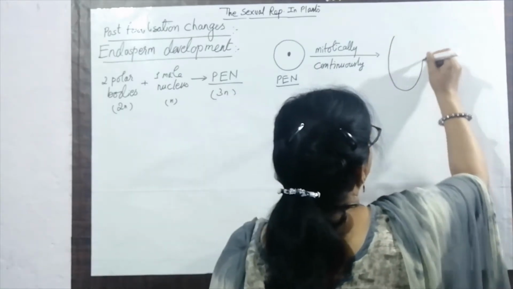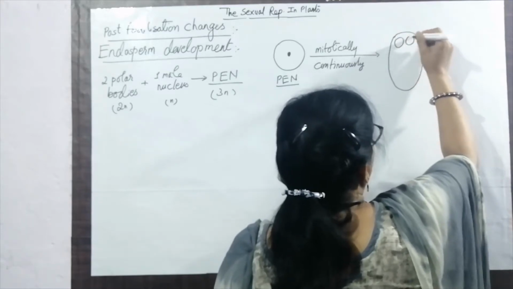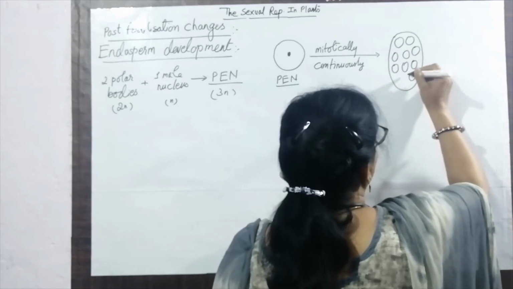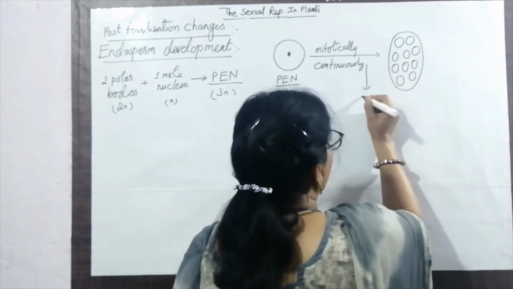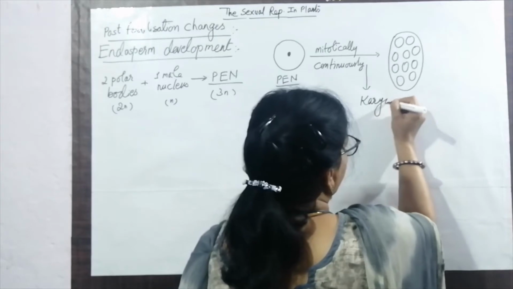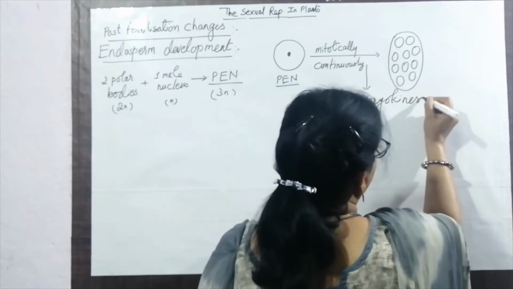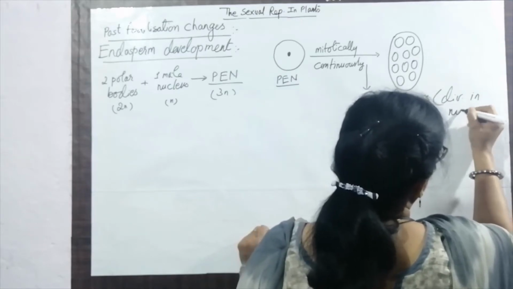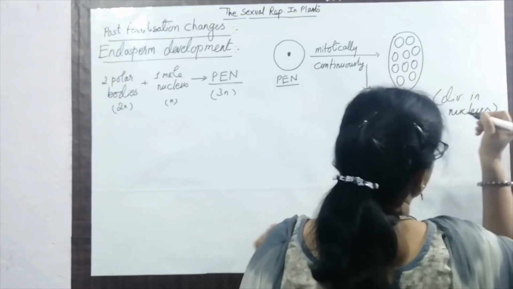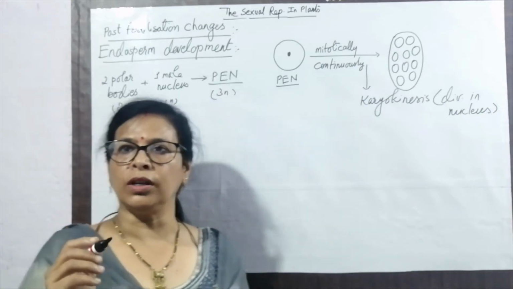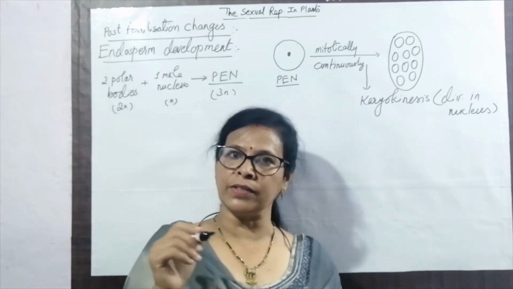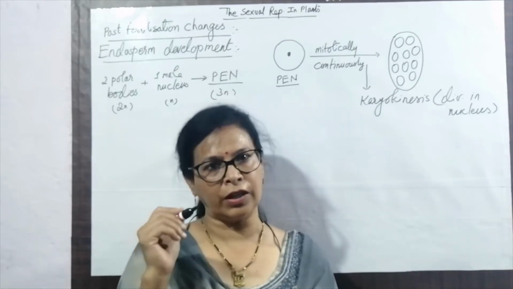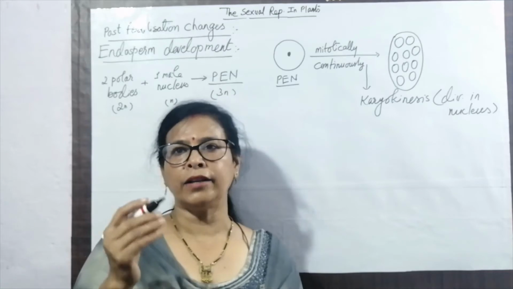But you must remember, this is only karyokinesis. What is the meaning of karyokinesis? It means division only in the nucleus. No division occurs in the cytoplasm, so no cytoplasmic division is here. All the division goes on in the nucleus only. The number of nuclei changes from 1 to 2, 2 to 4, 4 to 8, and so on.